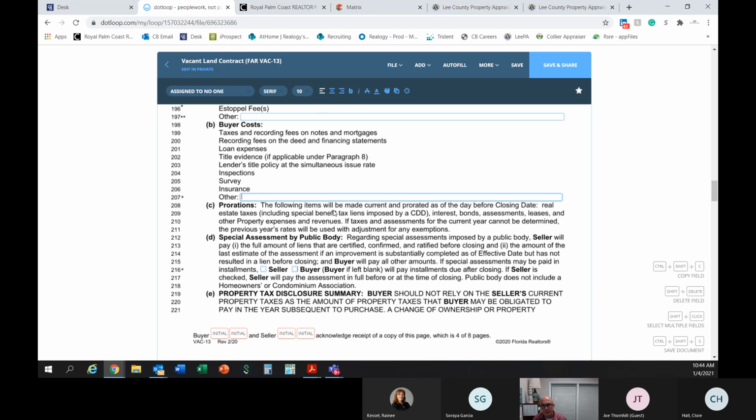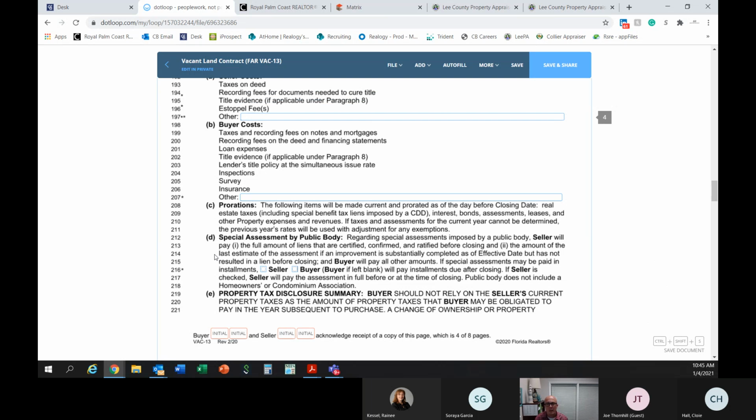All right, prorations. The following items will be made current and prorated as of the day before the closing date: real estate taxes, including special benefit tax liens imposed by a CDD, interest, bonds, assessments, leases, and other property expenses and revenues. If taxes and assessments for the current year cannot be determined, the previous year's rates will be used with adjustment for any exemptions. Remember that our taxes are paid in arrears here, so this is disclosing the prorations of such. Special assessment by any public body. Okay, we're very familiar with special assessments here in Cape Coral.